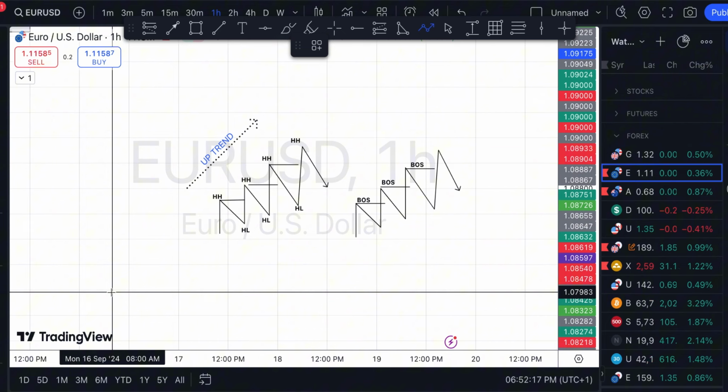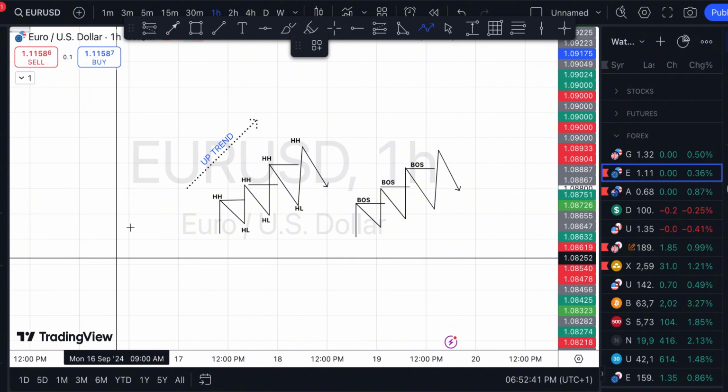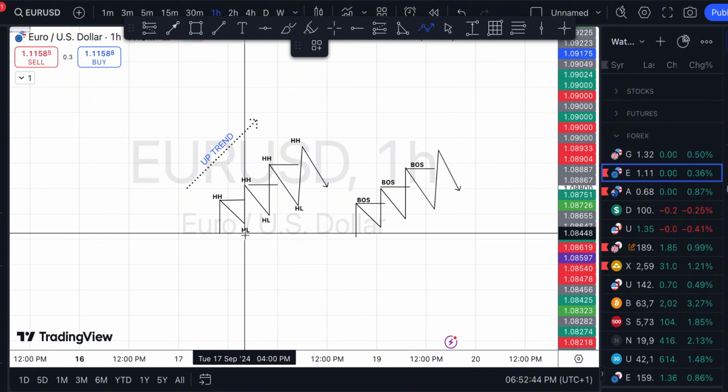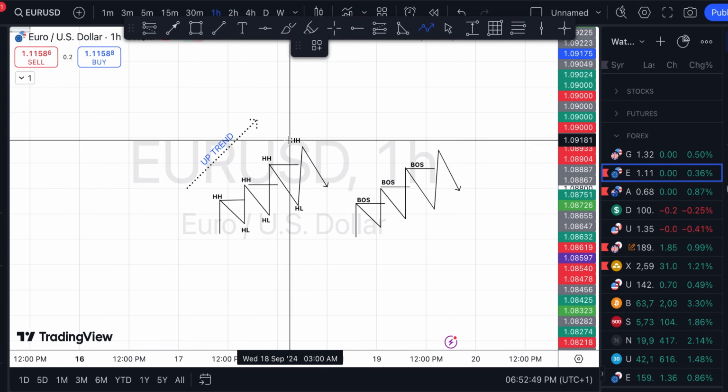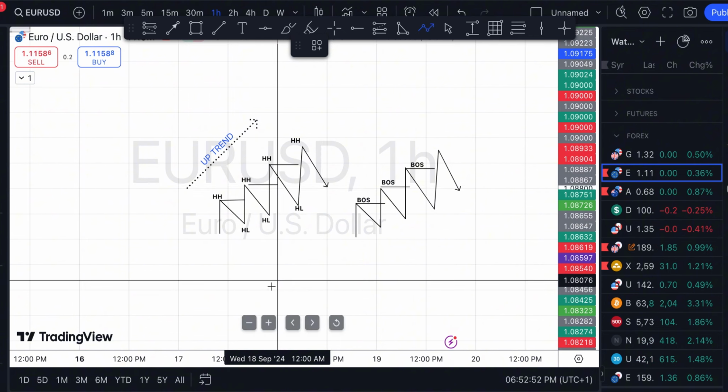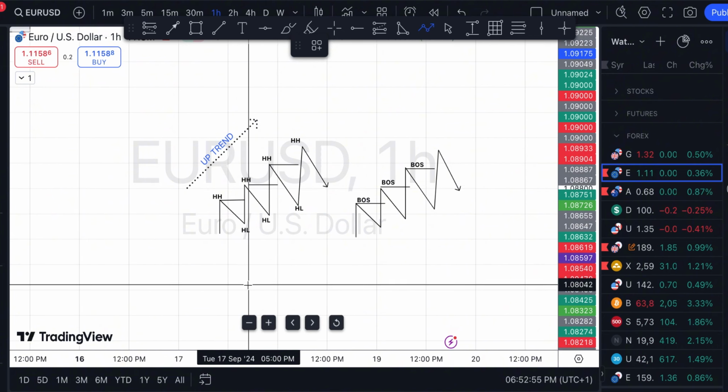So with an uptrend, the price is consistently moving higher. The characteristics of an uptrend is you see a series of higher highs and higher lows. So you see a higher high here, higher low, higher high, higher low, higher high, higher low, higher high, higher low. So this is an uptrend. These are the characteristics of an uptrend.